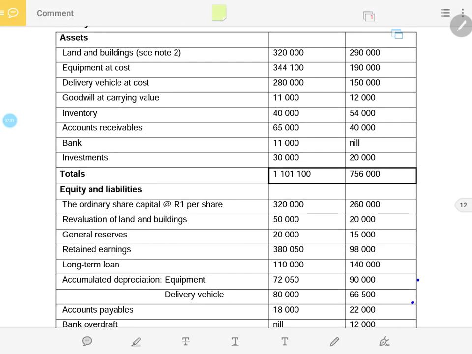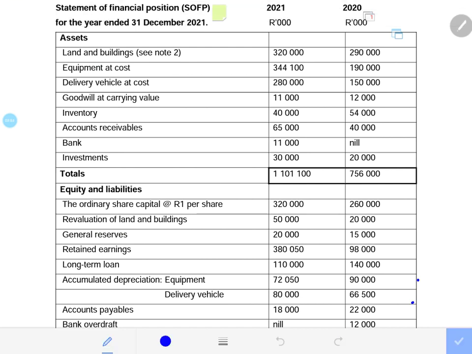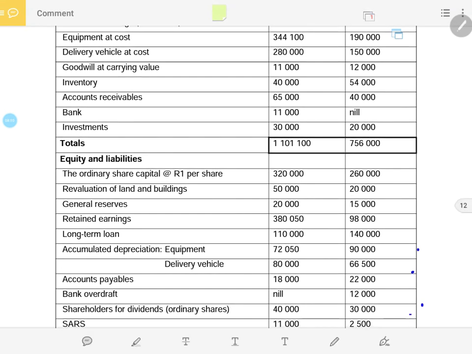Goodwill at carrying value, we did not sell goodwill. Normally goodwill remained there. It's not because we spent money. That's why the goodwill went to 12,000. Inventory from 54,000, 40,000 account receivables, and we have all these different accounts.